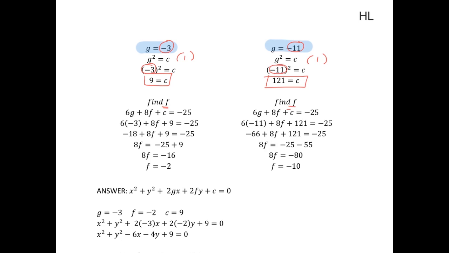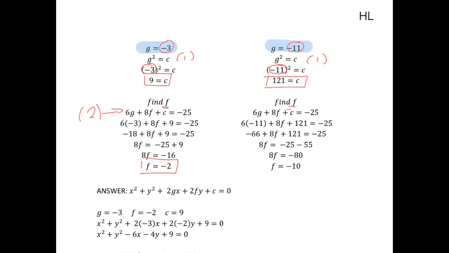So in the case where g is minus 3, if we take one of our equations, say equation 2, we have our g, we have our c. The only thing we're looking for is our f. So filling in the two numbers we know, g is -3 and c is 9, we can work down, solving this equation to get what f is equal to.